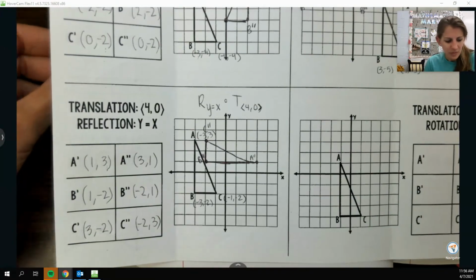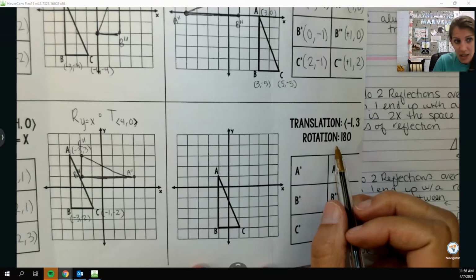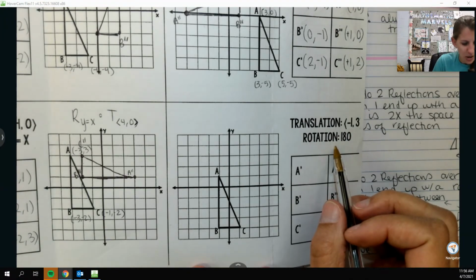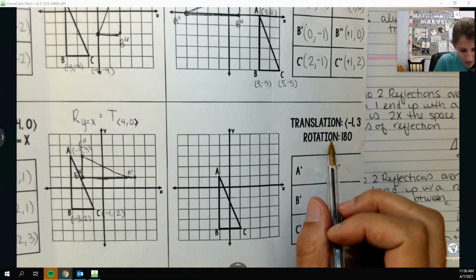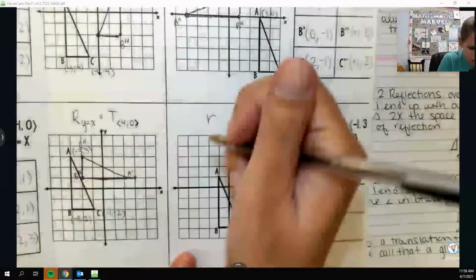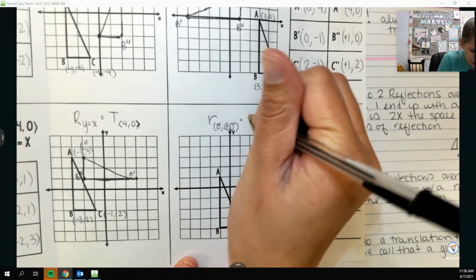And then lastly, we're going to translate, then rotate. And so if we talk about that in correct notation, it would look like rotate, composed with translate.